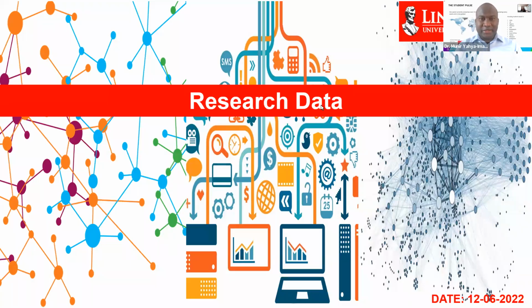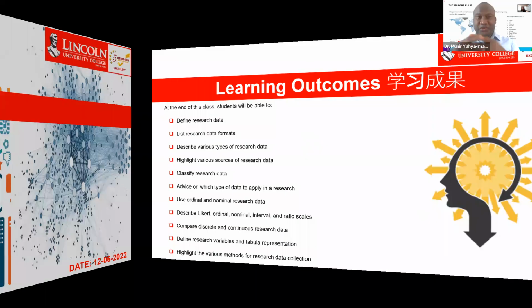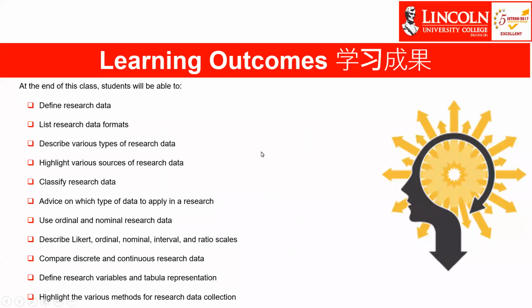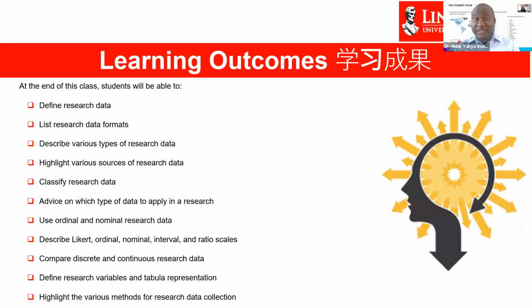So at the end of this section, you should be able to define research data, list research data formats, describe various types of research data, highlight various sources of research data, then classify research data. You should be able to advise on which type of data to apply in your research. You should be able to use ordinal and nominal research data.